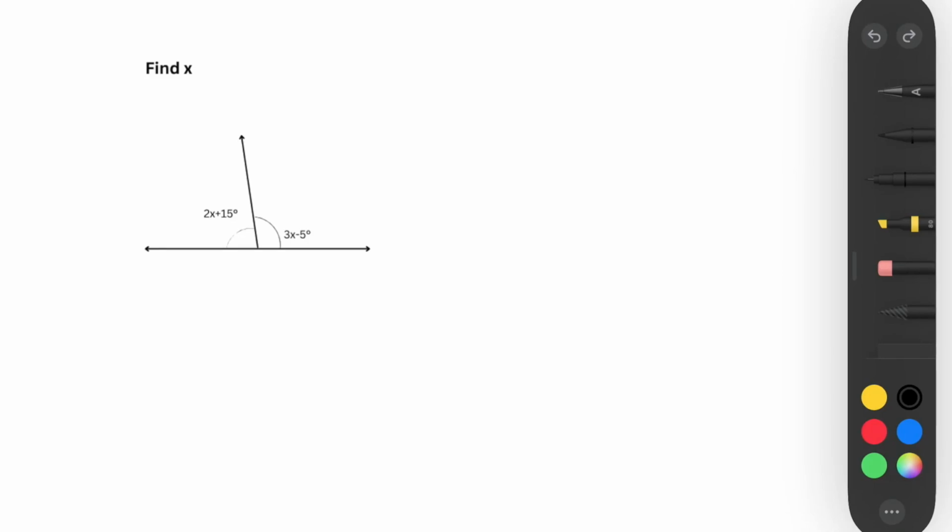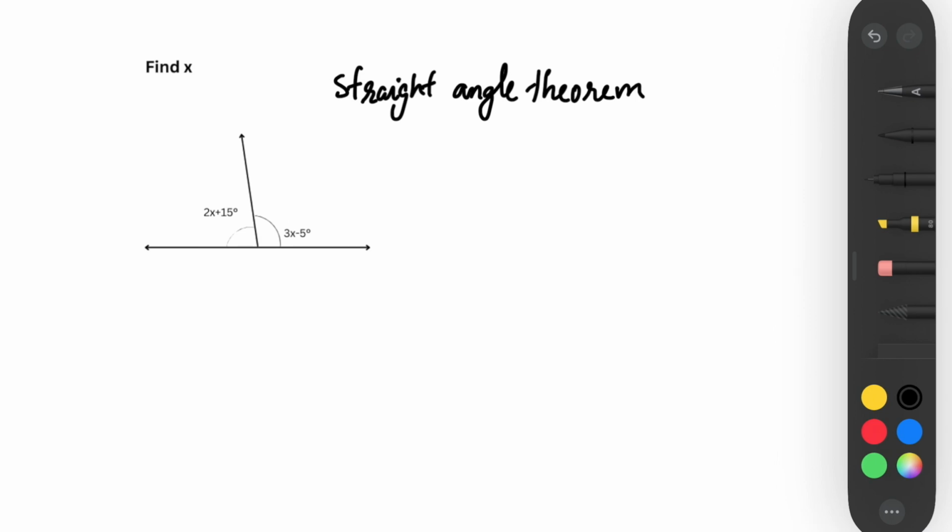Now let's do another question on lines and angles. In this question, we're once again asked to find the value of x. As we know, the sum of angles on a straight line is 180 degrees by the straight angle theorem. So 2x + 15 + 3x - 5 is equal to 180 degrees.